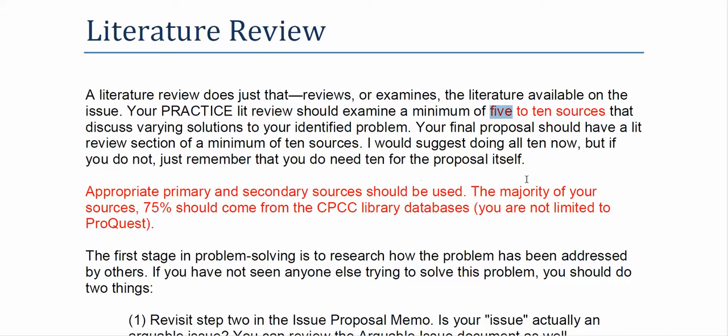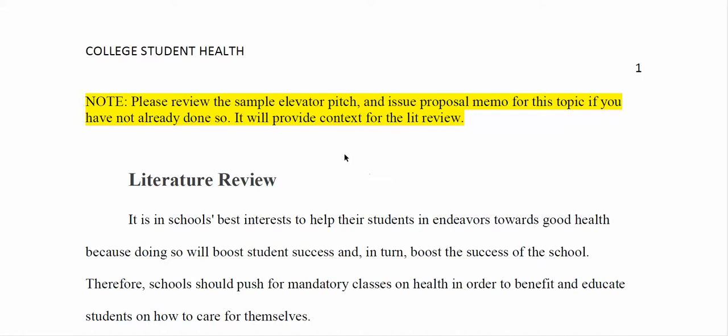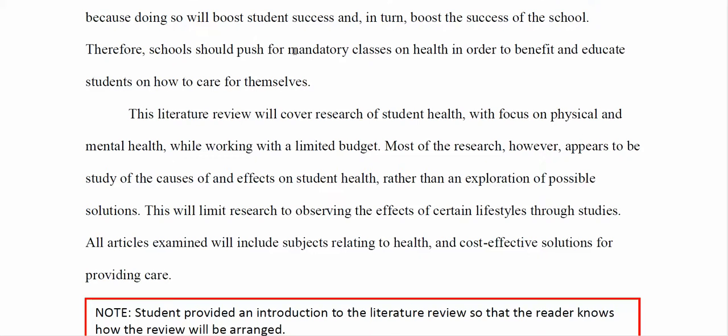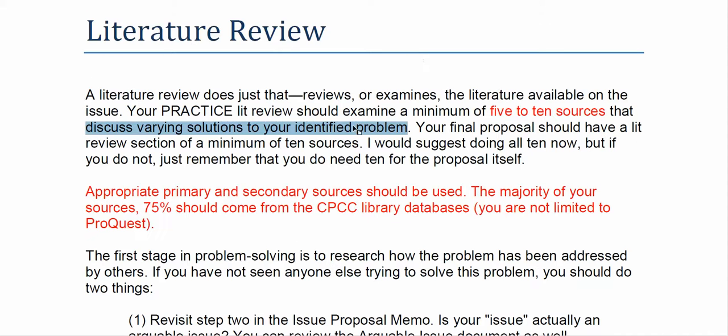So a literature review examines the literature, the resources that you find on a particular subject. So your literature review should discuss solutions to your identified problem. And the literature review that we're going to look at, the sample, is, let's see, what was she writing on? Her complaint is that students don't take care of their health. The solution is that they should require mandatory classes on health in order to benefit. So that's her solution. All right, let's look back at the instructions again.